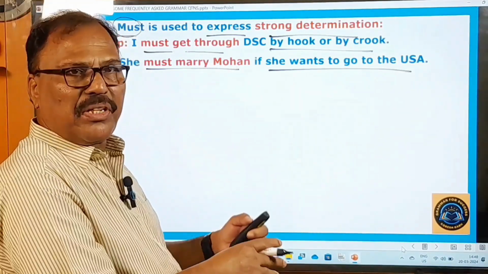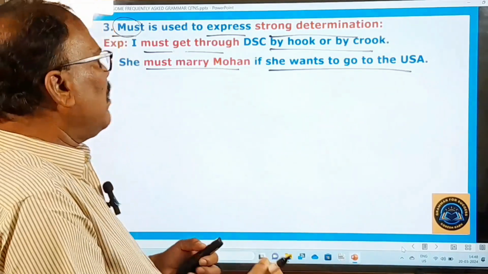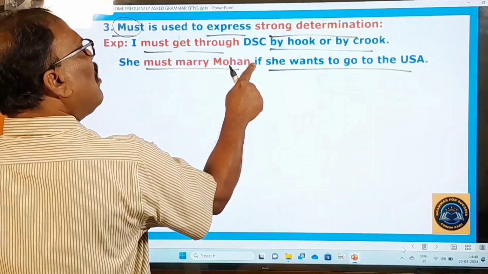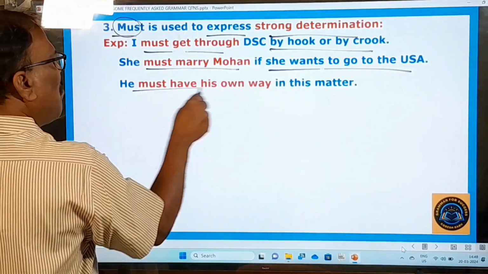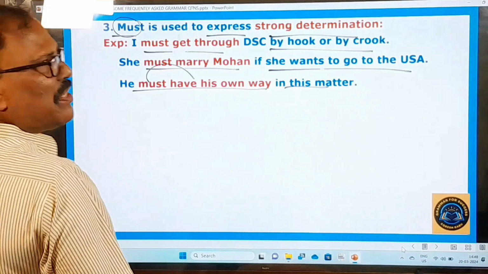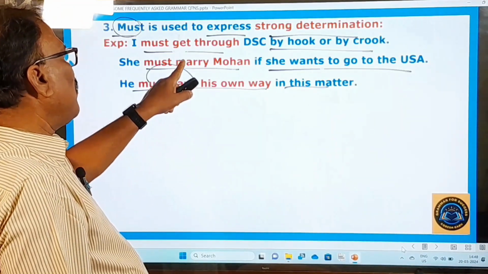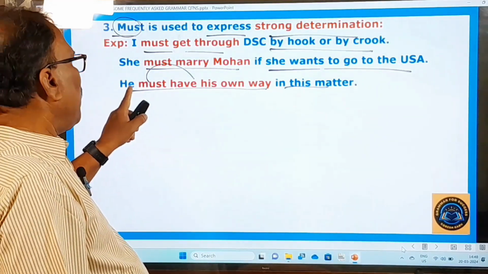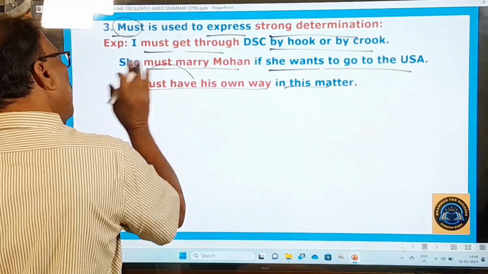If you marry a green card holder, what happens? You can go to the USA very easily. That is the thing. That's why she must marry Mohan if at all she wants to go to the USA, right? And he must have his own way in this matter. He must have. It's a strong determination. You are talking about the strong determination of this woman, this lady, right? He must have his own way in this matter. So it's a strong determination on the part of this man.